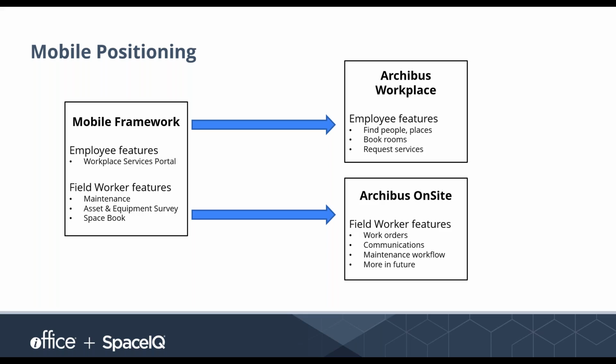Going forward, when I talk about Archibus Workplace and Archibus Onsite, what we've done really is split out those two major categories into two different mobile apps. So Archibus Workplace concentrates on the employee features, including find people, spaces, booking rooms, and requesting services, which I just showed. And then Archibus Onsite, which we'll demonstrate more next week, concentrates on the field worker features. We're starting with maintenance and work orders.